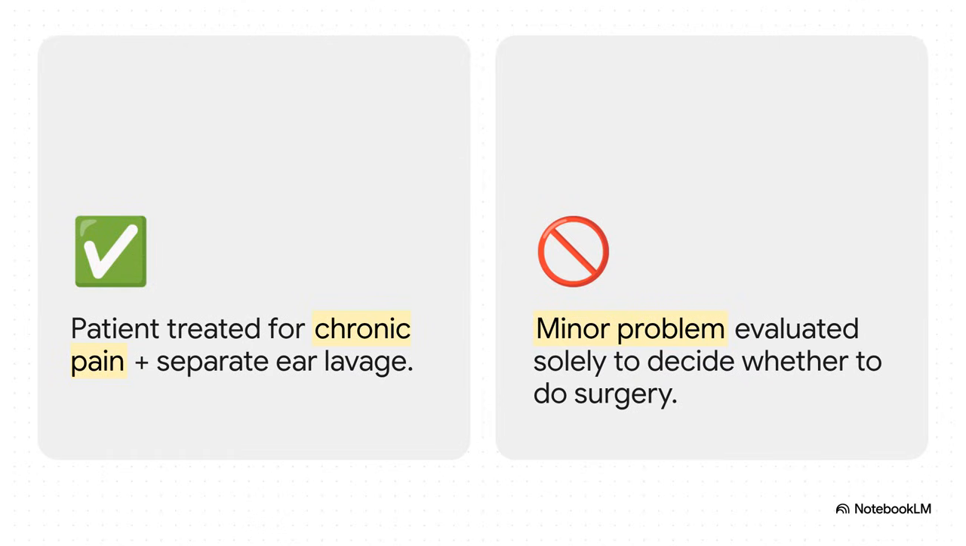To put that into perspective, think about this contrast. If you're just evaluating a minor problem solely to decide if you need to perform a minor surgery, say you look at a skin tag and then remove it right away, Modifier 25 is a definite no-go. That's entirely bundled. But what if you have a completely distinct assessment? Let's say you're treating a patient's chronic knee pain, and then you notice they have otitis externa, so you do a separate ear lavage during that exact same visit. That easily qualifies. Your documentation just needs to show a distinctly separate history of present illness, exam, and medical decision-making.